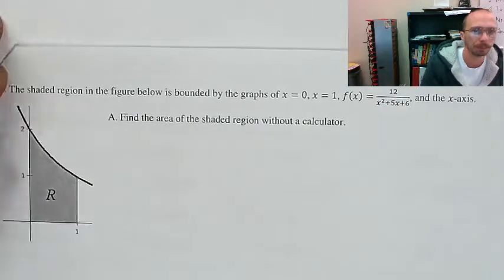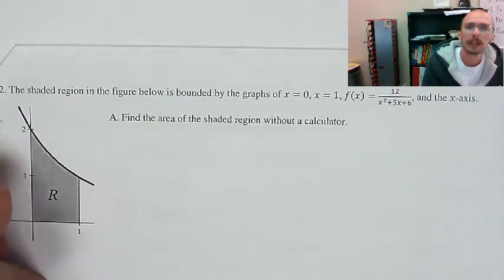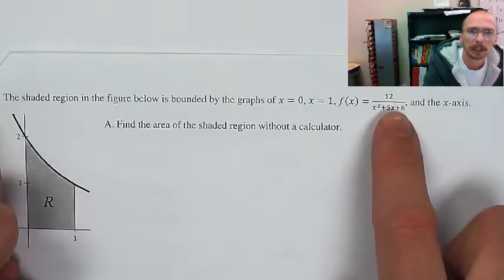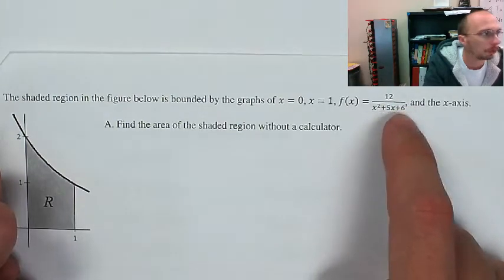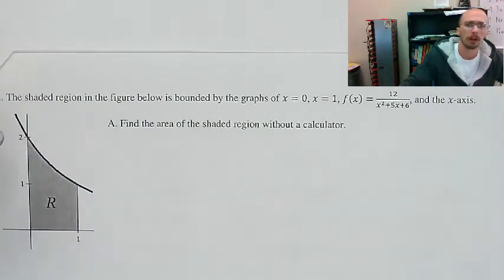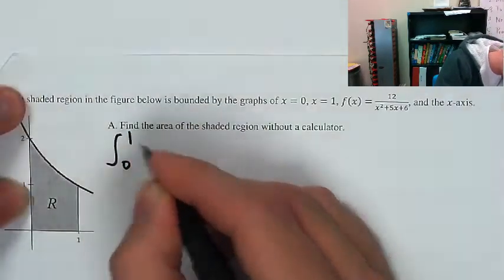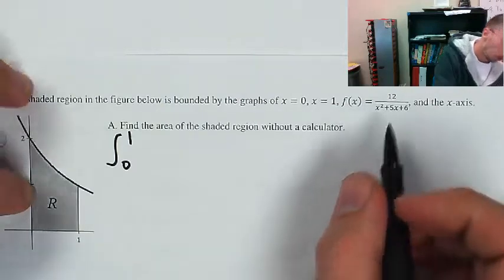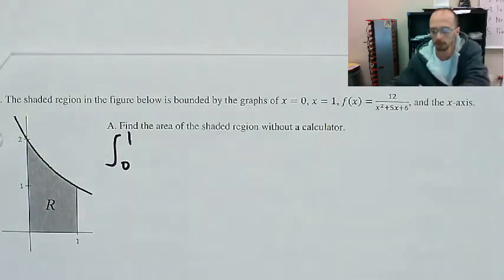And, all right. Okay, find the area of the shaded region without a calculator. Well, looks like we're going to need to be breaking this down with partial fractions because this is x plus 3, x plus 2. Okay, so I'm going to set up that integral. Integral from x equals 0 to x equals 1 of f of x dx. Well, to save myself some time, I'm going to break this thing down into partial fractions first.